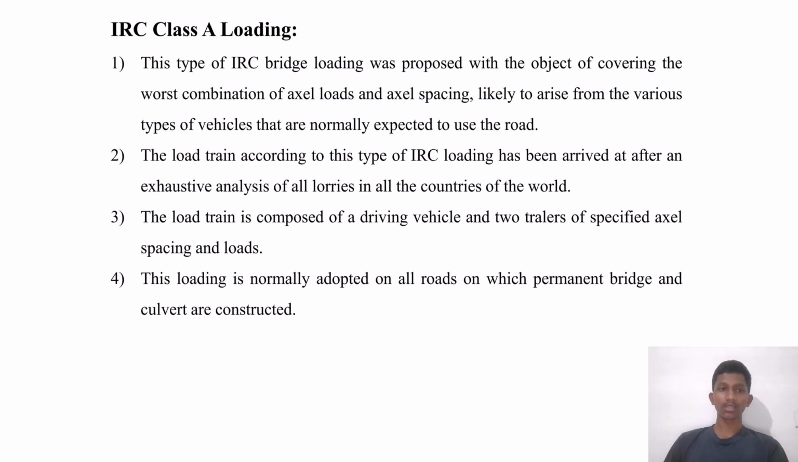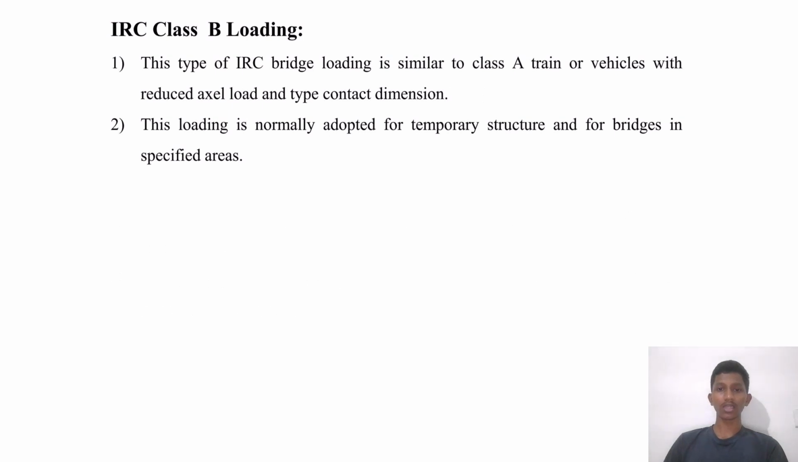Next loading is class A loading. For this specific type of class A loading, as per IRC, it is supposed to be designed for the worst axle conditions. First, class AA loading was designed for special conditions with heavy loads, and this condition involves design for axle loads with worst combinations. Next one is class B loading. This class B loading is also similar to class A loading, but with lower loads.